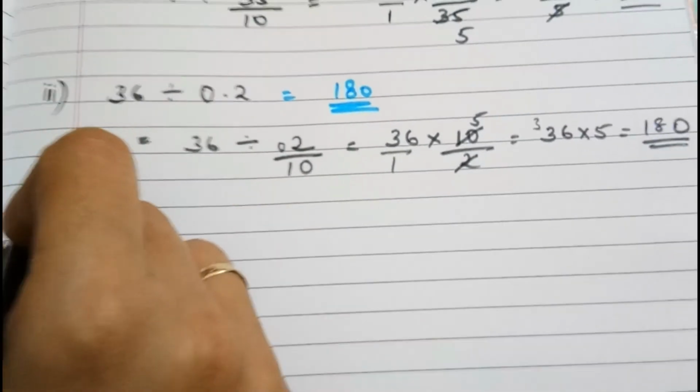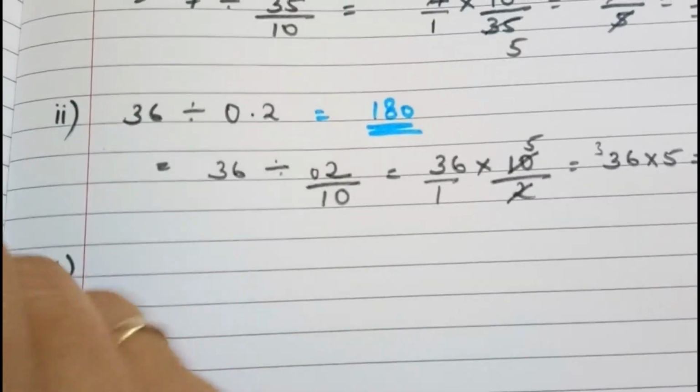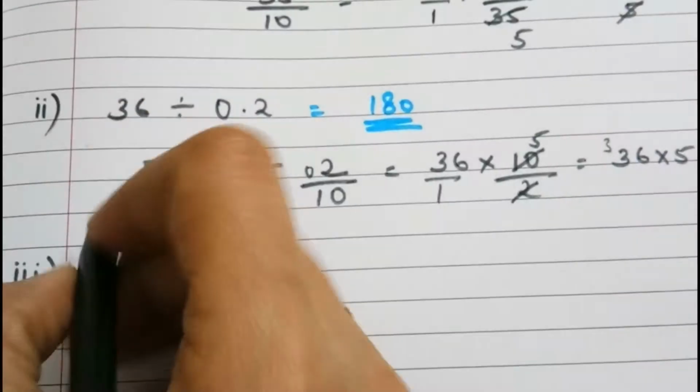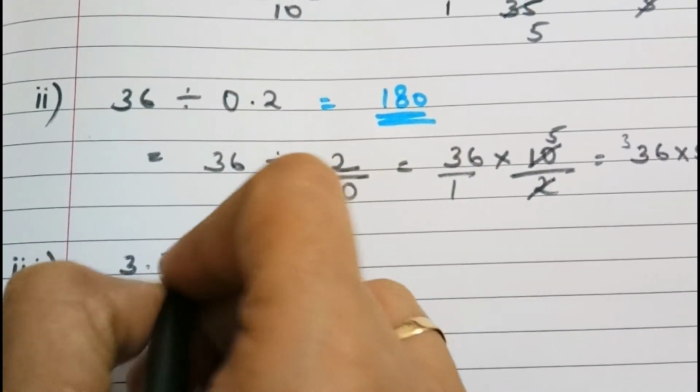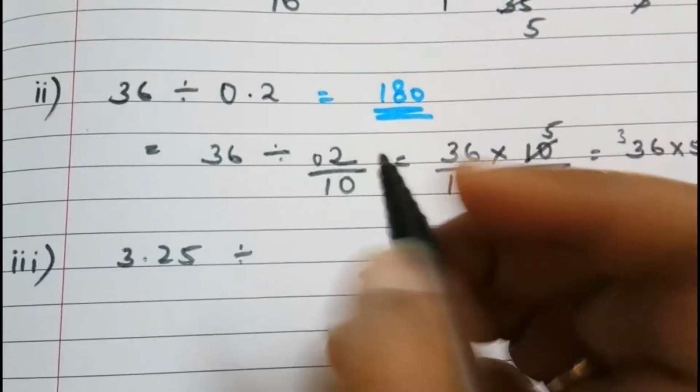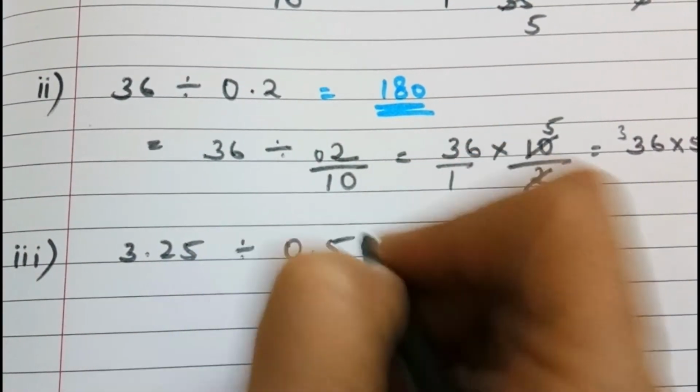Now let's move to the third sub question. The third sub question here is 3.25 divided by 0.5.